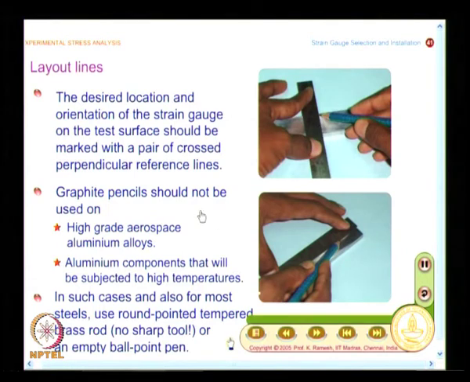So, if you have to use these materials, you need to go for a round pointed tempered brass rod, that is what is recommended, and this can also be used on steels. In the extreme case, you can also use an empty ballpoint pen which is blunt. You may wonder why somebody gives such detailed instructions, because the idea is we want to get an accuracy of 0.5 microstrain. How do I ensure that? Every step which you do has an influence on the final performance of the strain gauge system.